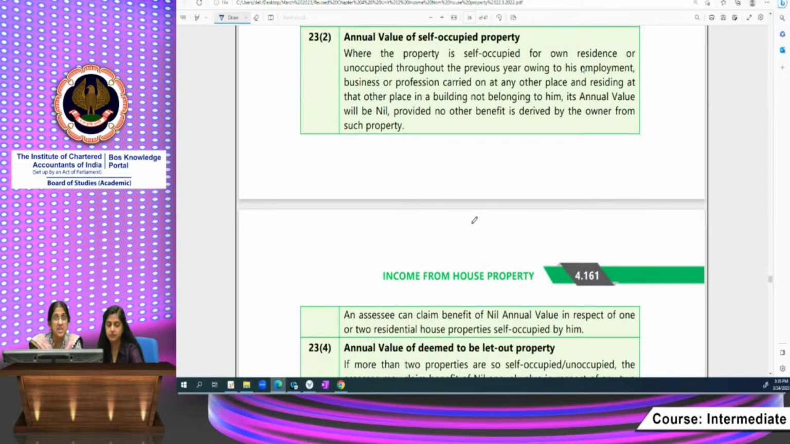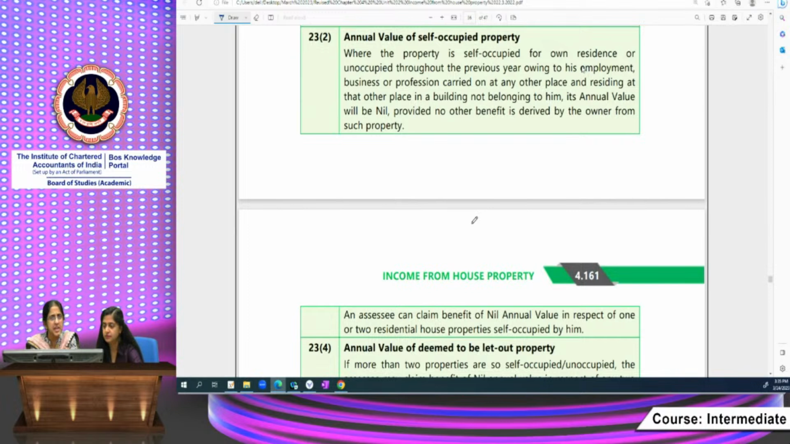Those calculations are detailed. Those are given in your study material. We can't do everything right now because we are broadly covering all the chapters. But that is very important. Up to 2 properties self-occupied, you can claim the benefit of nil value. The moment it exceeds 2, then you have to choose which of the 2 you want to keep as self-occupied. The third one will be deemed to be let out.